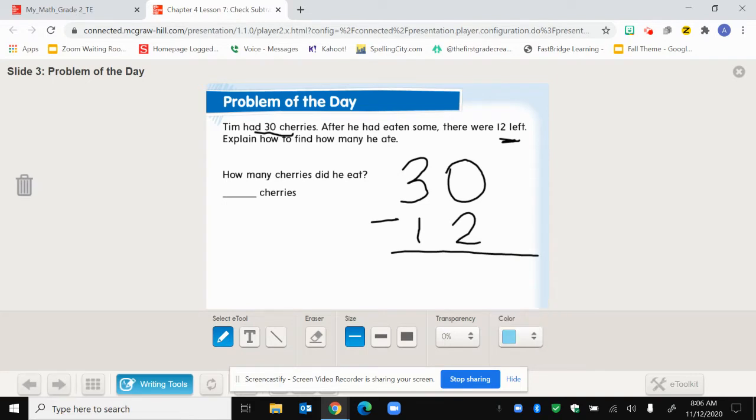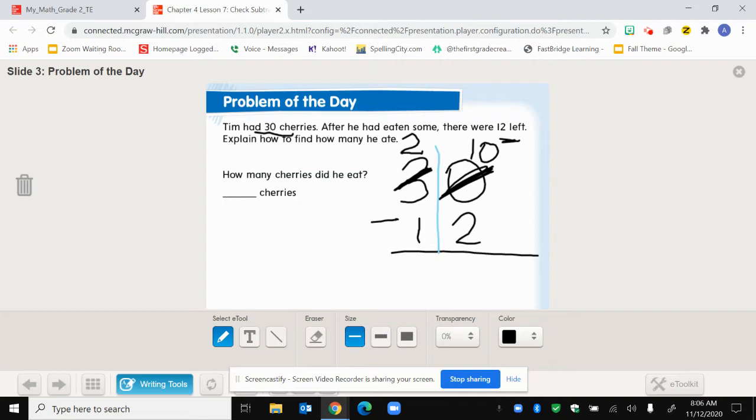So remember, I've got my invisible line here. And I'm going to do 0 minus 2. Can I do 0 minus 2? No, I cannot. So I need to borrow from my tens. So my 3 is going to become a 2 because I take 1 ten away. So I will add my 10 to 0 to get 10, right? Because 0 plus 10 is 10.